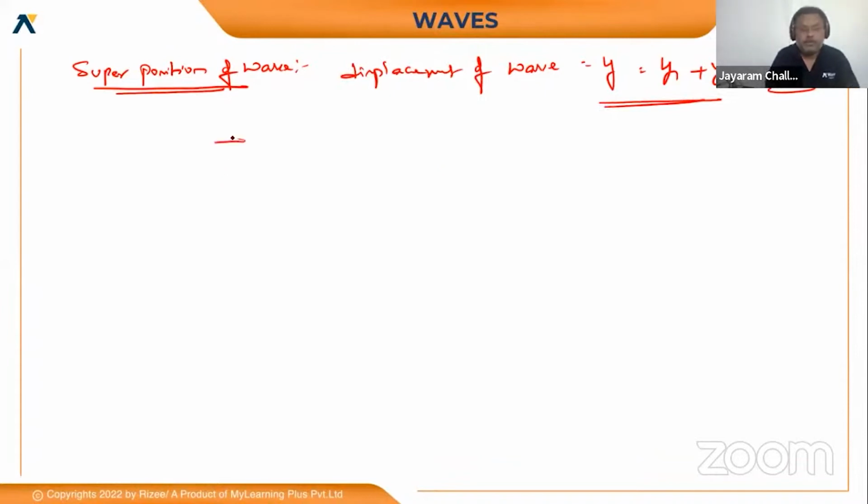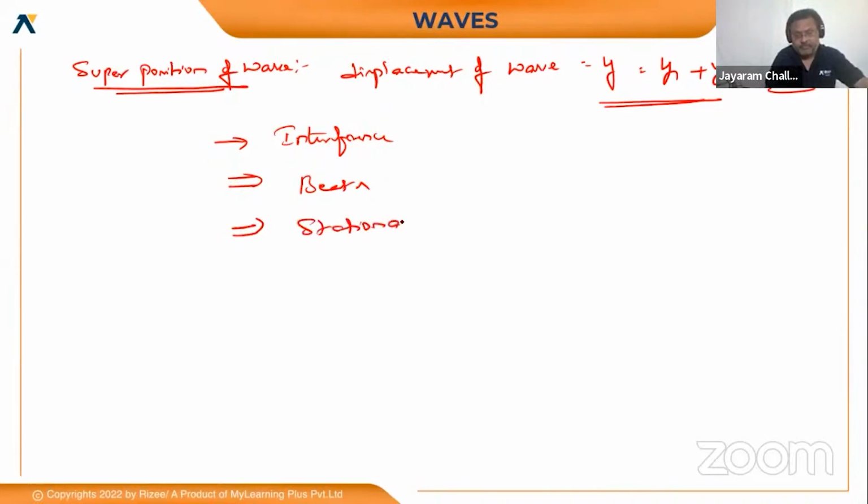So in superposition, you have three types. One is interference. Second one, after interference, beats. Third one, what will be the third one here? Stationary waves. So these are the three types of superposition of the waves.